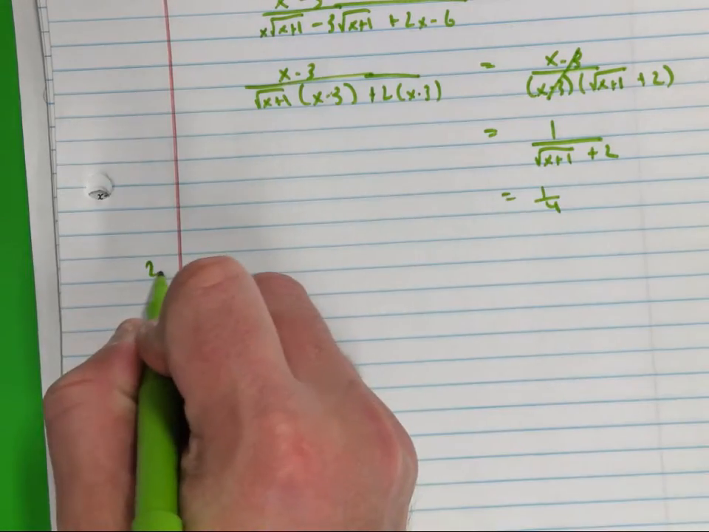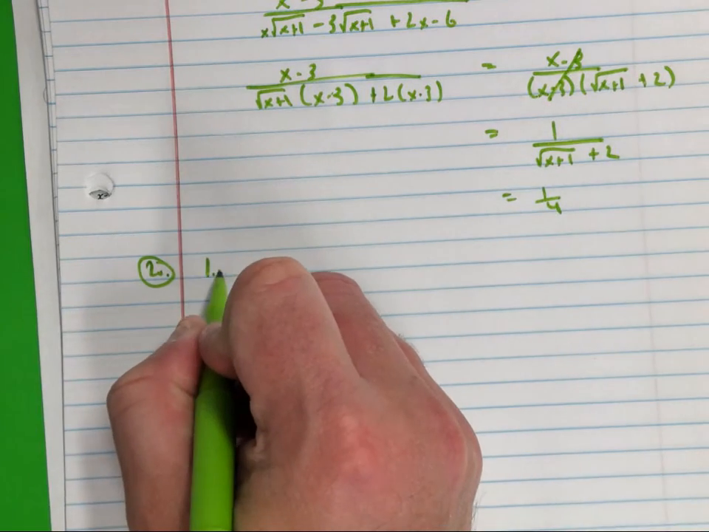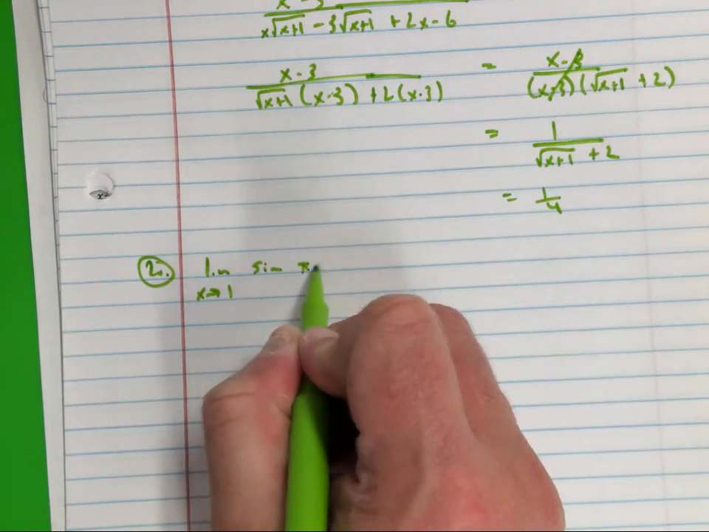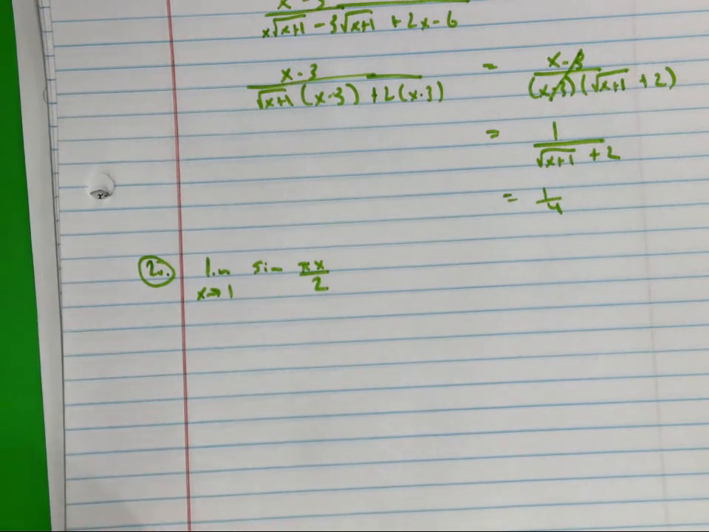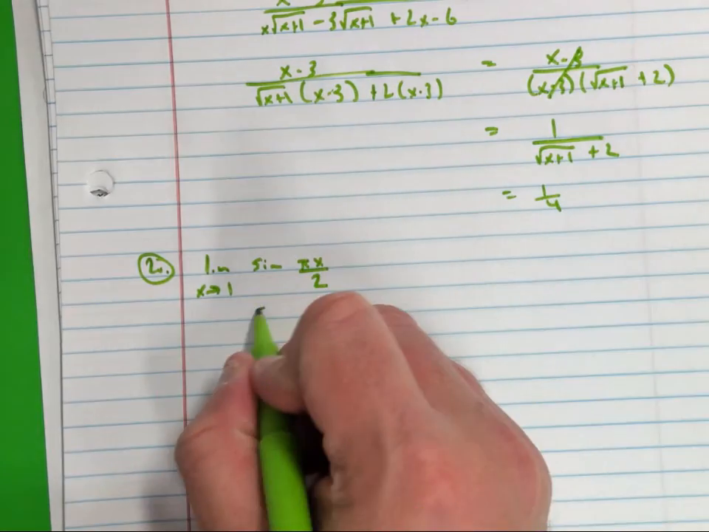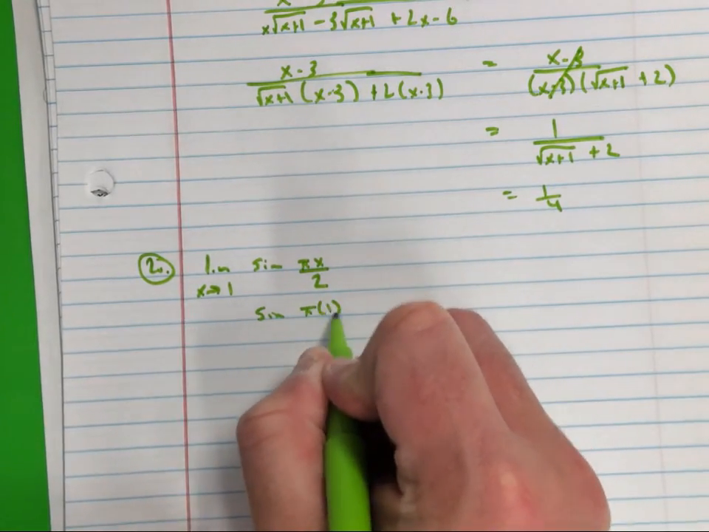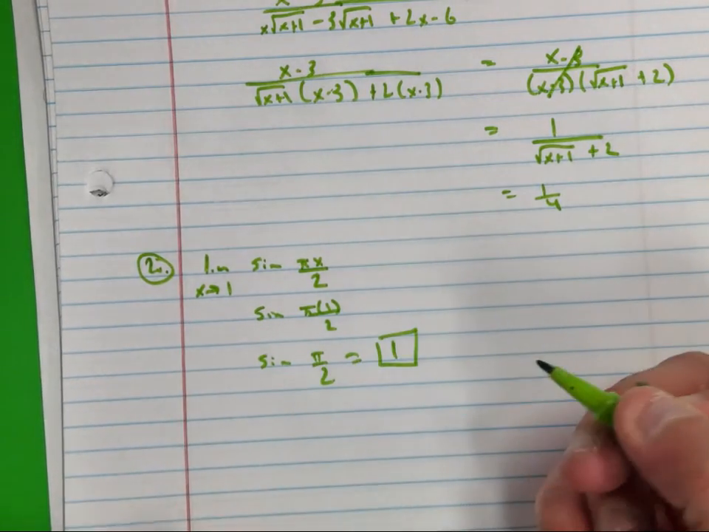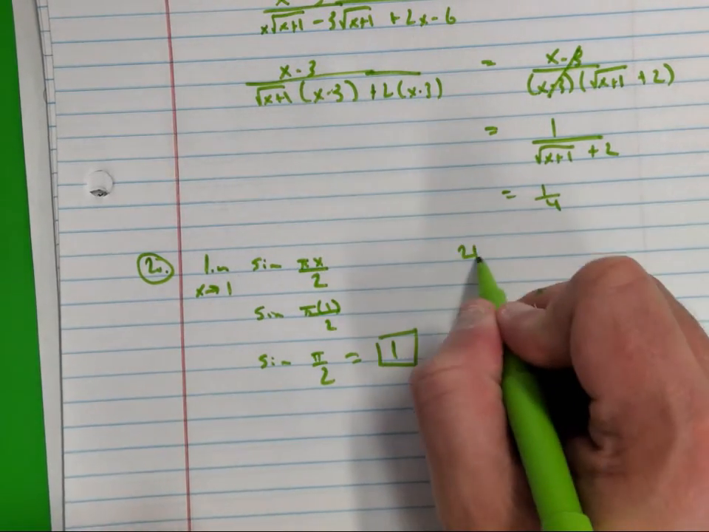Number 20. The limit as x approaches 1 of sine of pi x over 2. I'm going to try direct substitution. I plug 1 in there. Am I going to get 0 on the denominator? No. So I got 1 times pi is pi. What's sine of pi over 2? 1. That's your answer. Sine of pi over 2 equals 1. That is your limit.